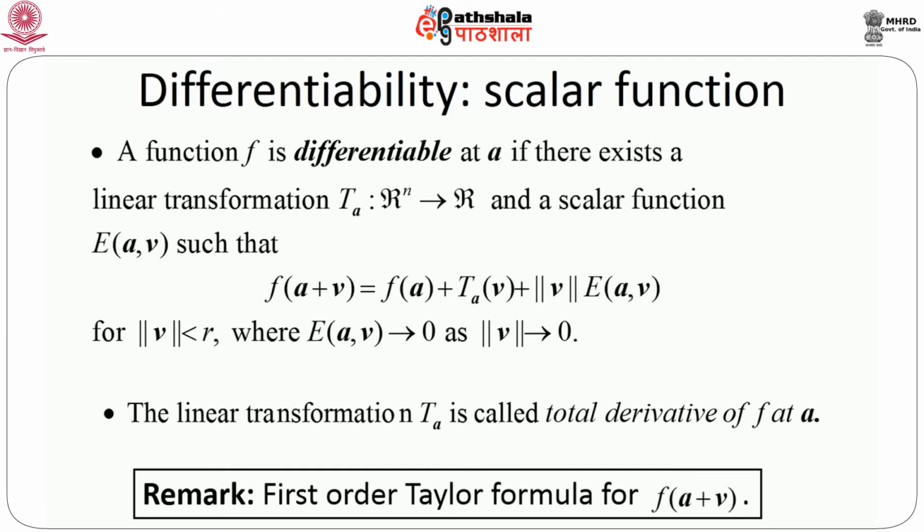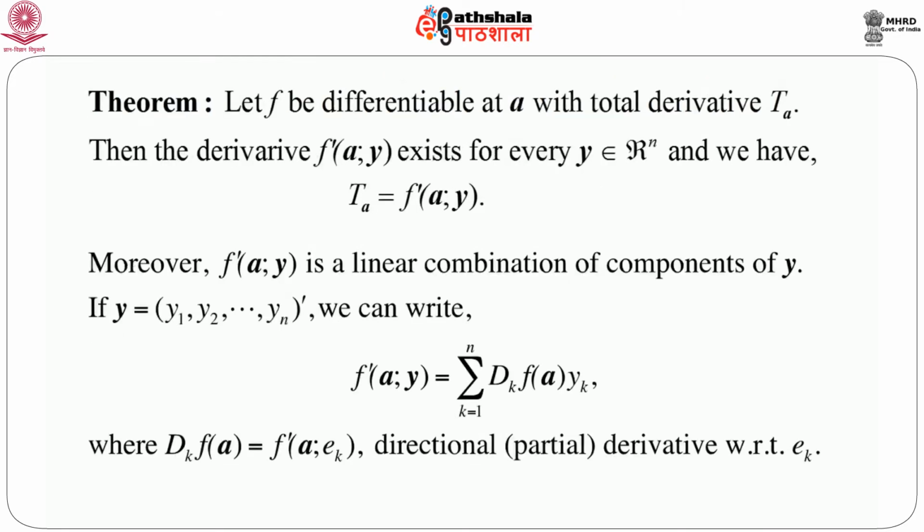Now, just one small remark: if we define differentiability, this is basically nothing but the first order Taylor formula for f of a plus v. Now let us consider one interesting theorem, a very formal one. First consider that f is a differentiable function at a with total derivative Ta. Then the derivative f prime a semicolon y exists for every y belongs to Rn, because it is defined over Rn, and we have Ta equals f prime a comma y.